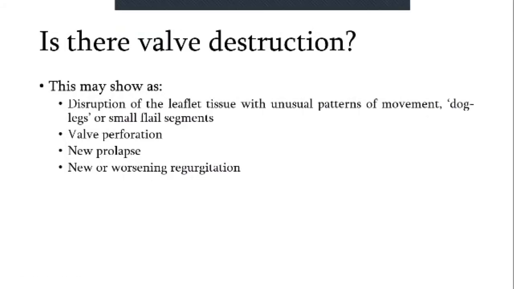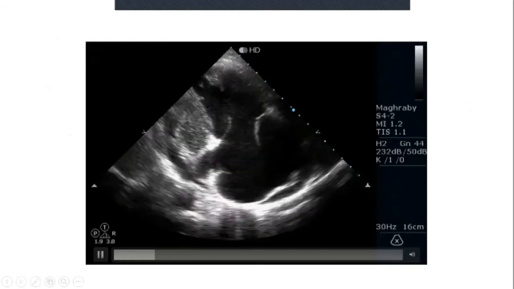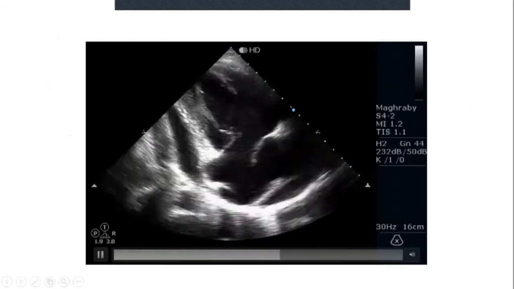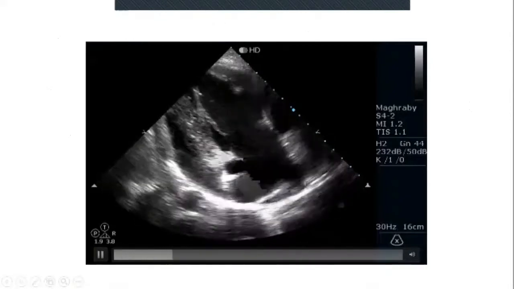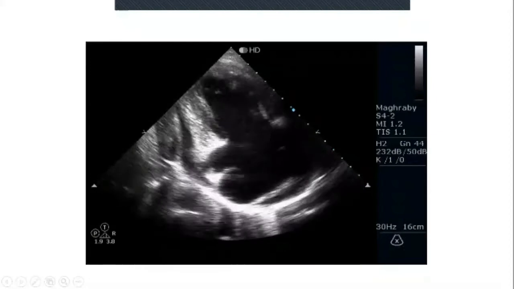The next question is valve destruction. Valve destruction may show as disruption of the leaflet tissue with unusual patterns of movement like dog legs or small flaring signals, valve perforation, new prolapse, or new or worsening regurgitation. As we can see in this example, this tricuspid valve leaflet is totally destroyed, eaten up by the vegetations and the infection.